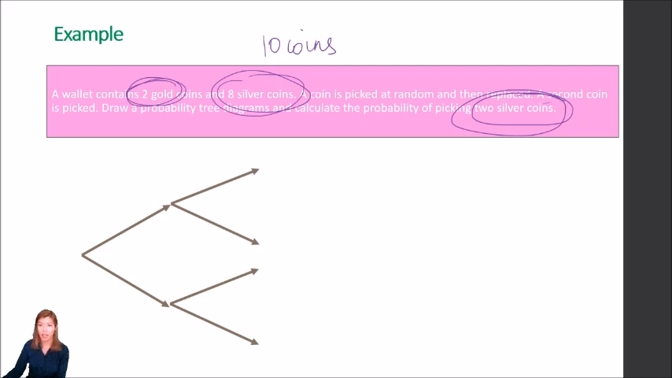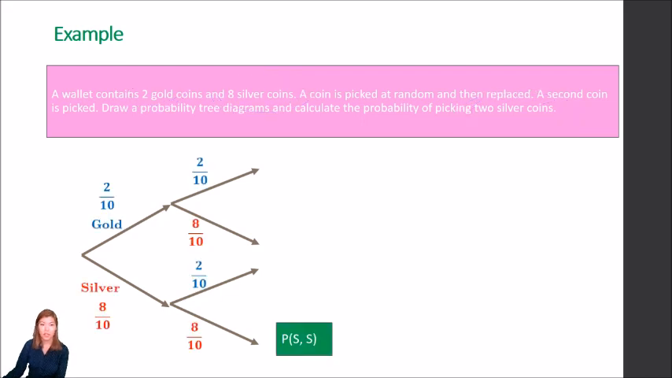Pause the video here and give it a go yourself at drawing the tree diagram, and then continue after to check your answers. So we've got gold and silver, and we have the probabilities over there. And we're going to write down the outcome that we want and just work on that outcome, which is 2 silver coins, silver and silver. So we want to go down the tree diagram, we multiply. So now we have 8 over 10 times 8 over 10 is 64 over 100 equals 16 over 25.